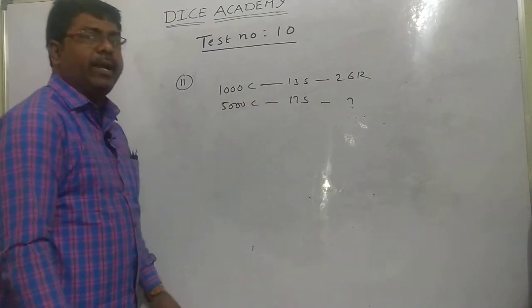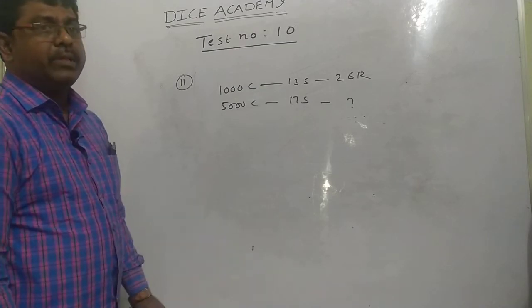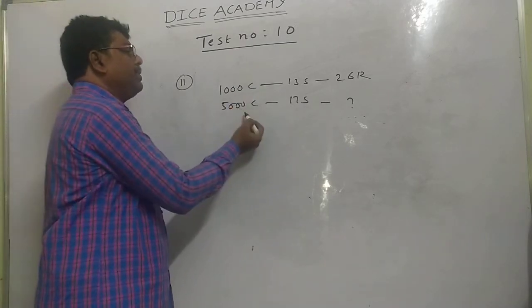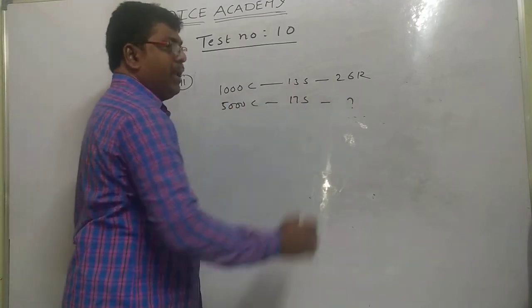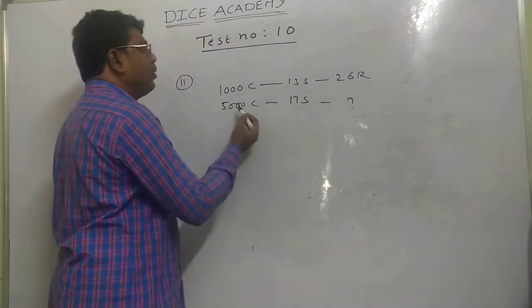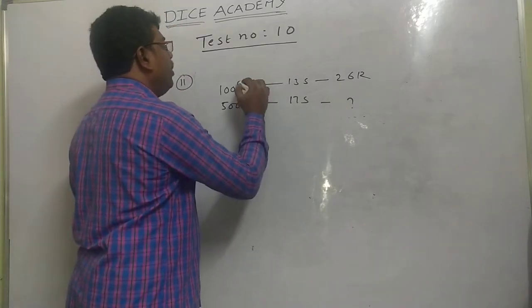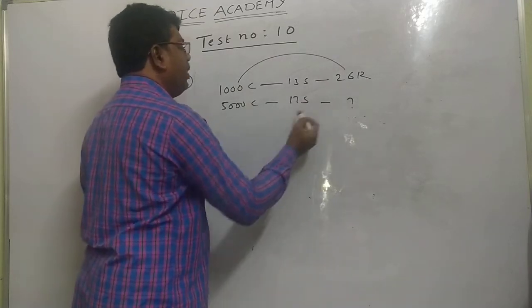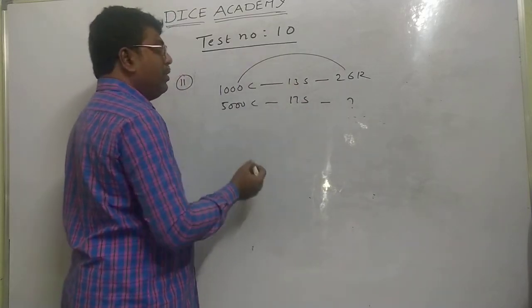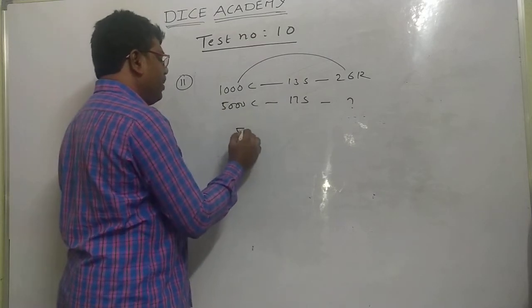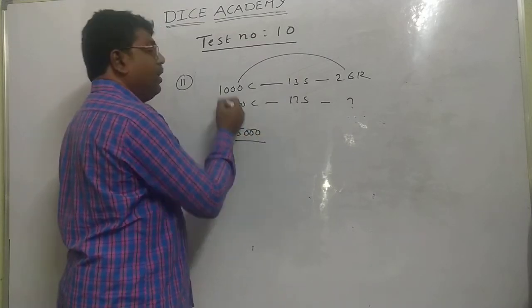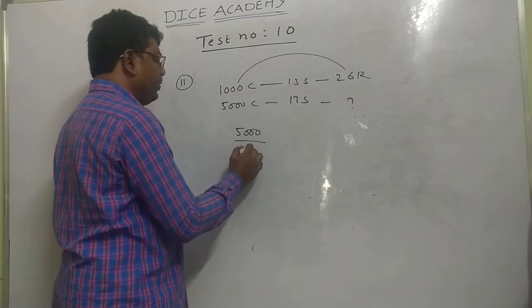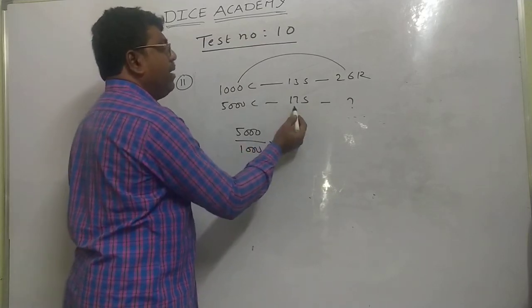First of all, you write down the data like this: in copies, downward copies; sheets, downward sheets; reams, downward reams. Now compare with the question mark. 1000 copies is equal to 26 reams. Automatically for 5000 copies you will get more reams. So more number by less number, 5000 by 1000.